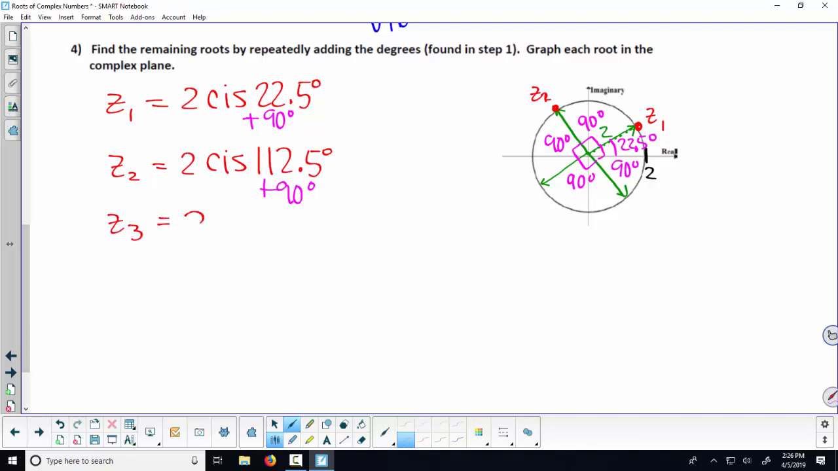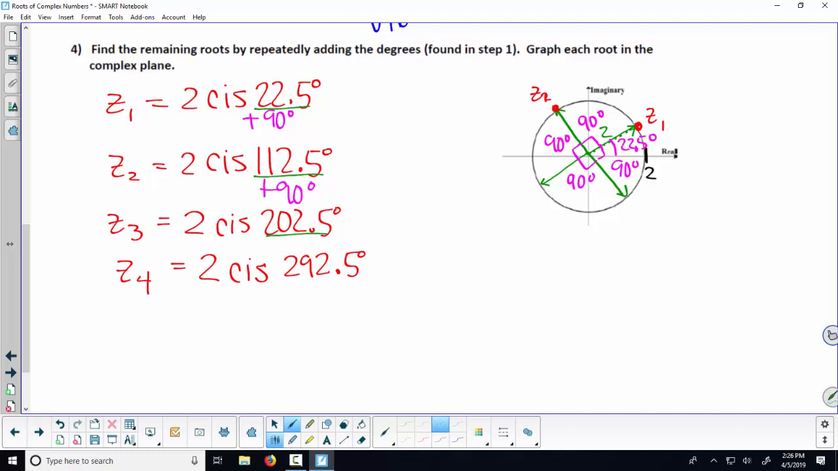So my third will be 2, once again, 2 units from the origin, CIS 202.5. And the fourth root will be 2 CIS 292.5. Those are in trig form, which typically, when the angle is not a nice unit circle angle, we don't write in rectangular form, a plus bi. If we did, we'd have to use a decimal. So we usually just stop there unless we need that equivalent.